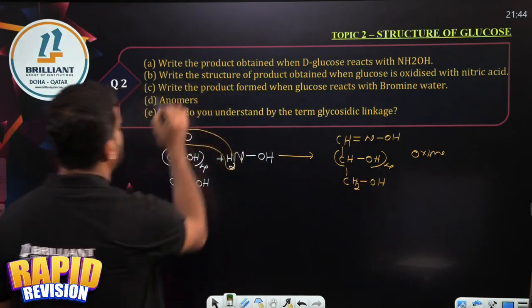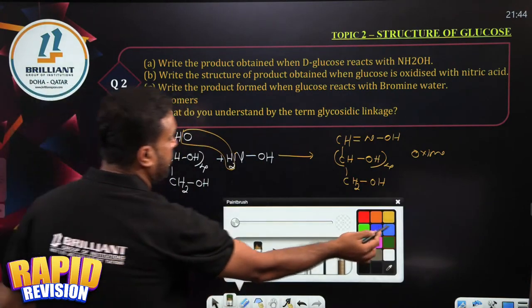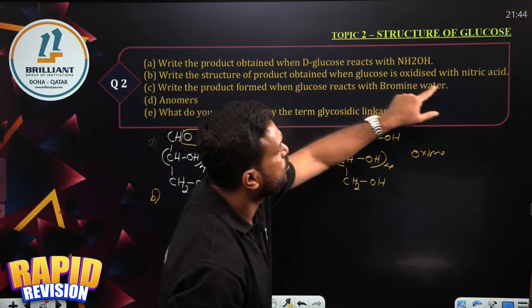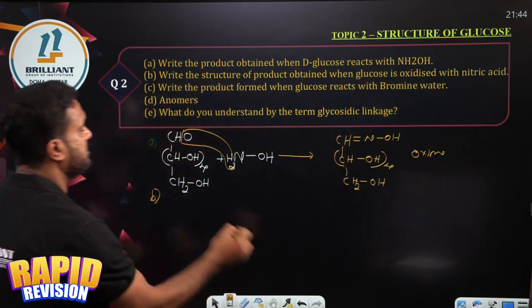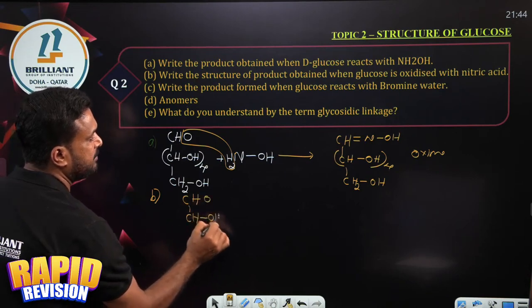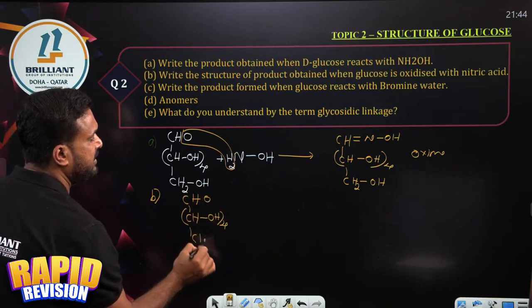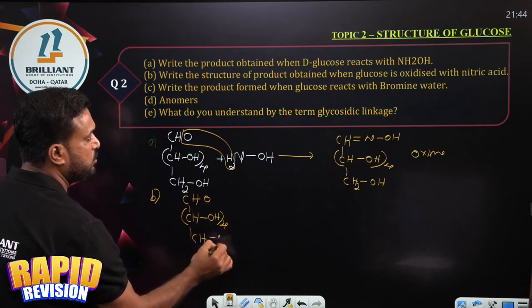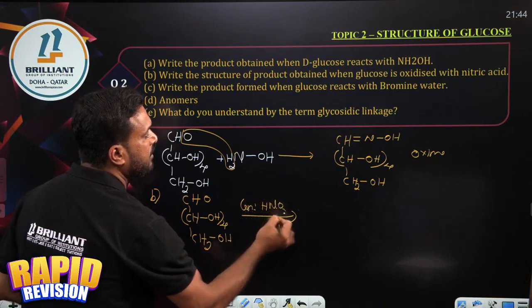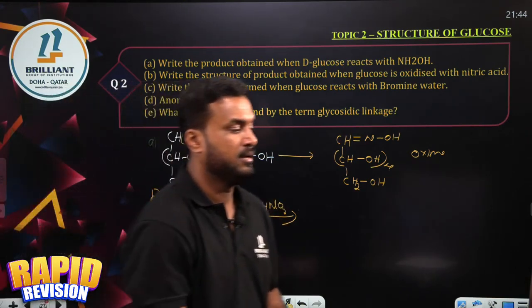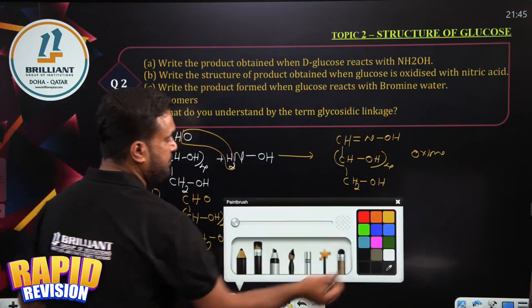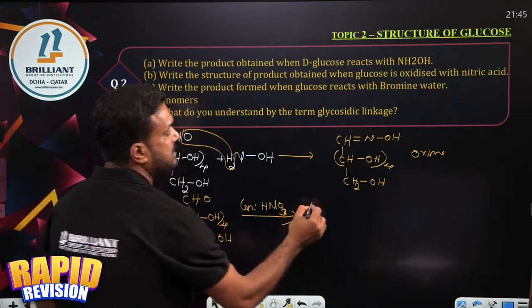This is the answer for A. Then sub question B: write the structure of the product obtained when glucose is oxidized with nitric acid. Sometimes they may ask to write the equation also. That's why I'm writing CHO, CHOH four times, CH2OH. This glucose reacts with concentrated nitric acid. When concentrated nitric acid is added to glucose, what will you get? You will get saccharic acid.